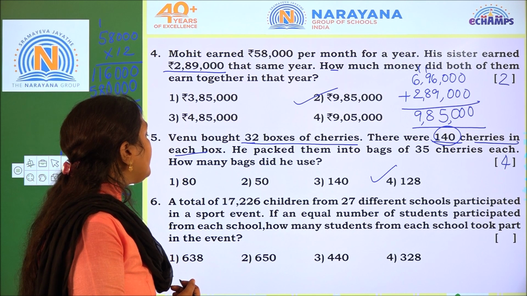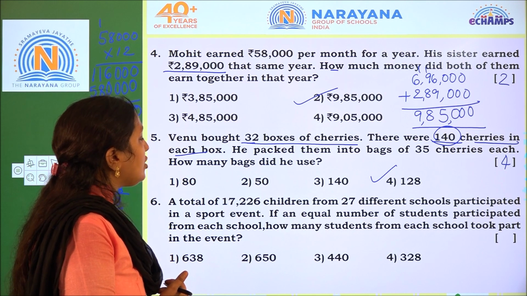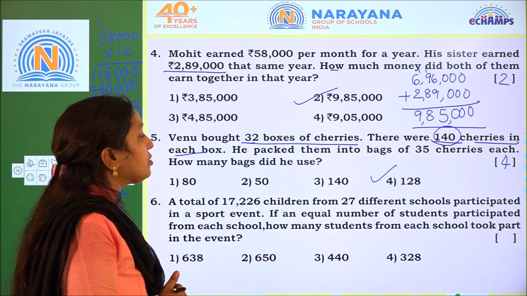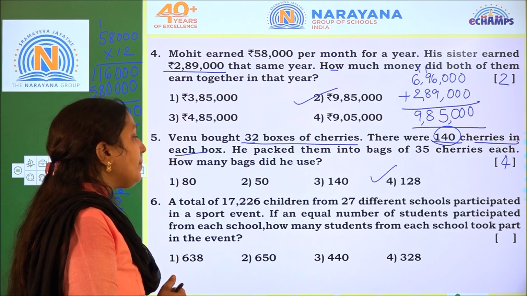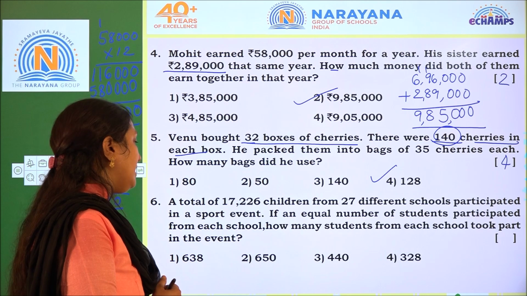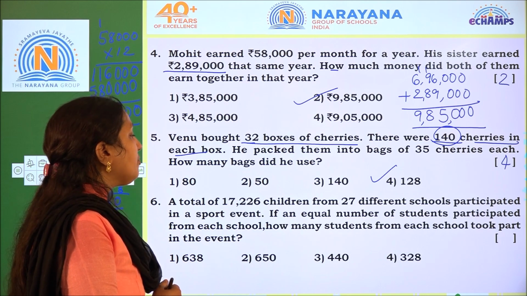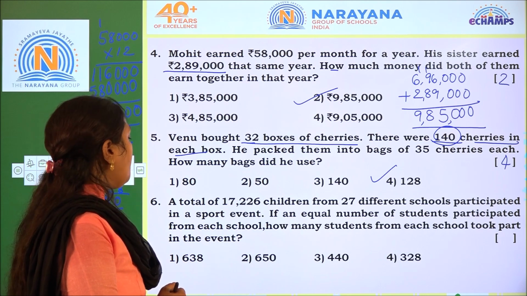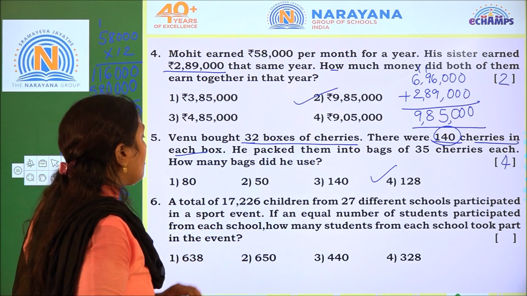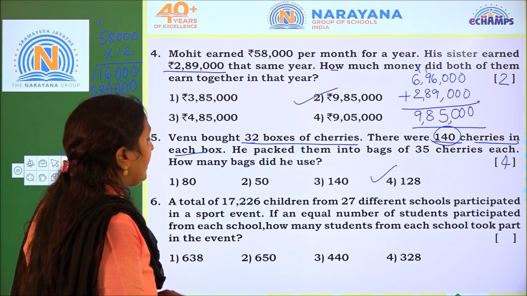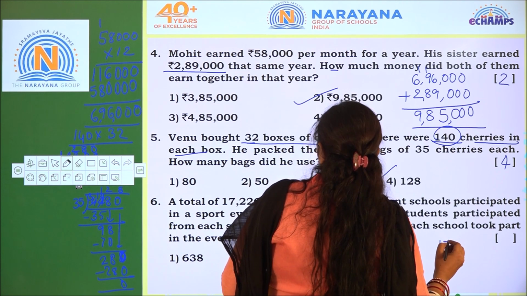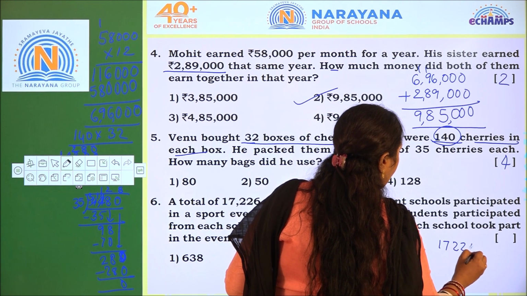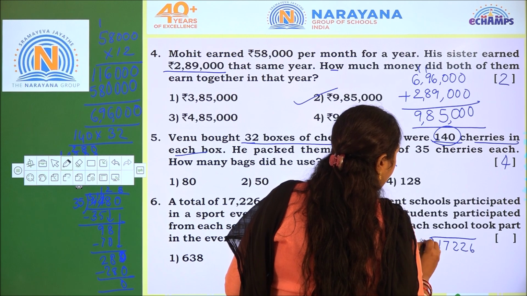A total of 17,226 children from 27 different schools participated in a sports event. If an equal number of students participated from each school, how many students from each school took part in the event? That means what do we have to do? We have to divide 17,226 by 27.